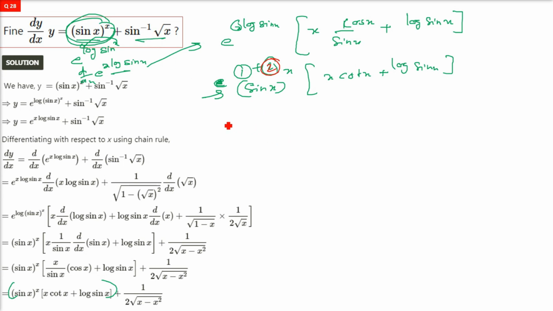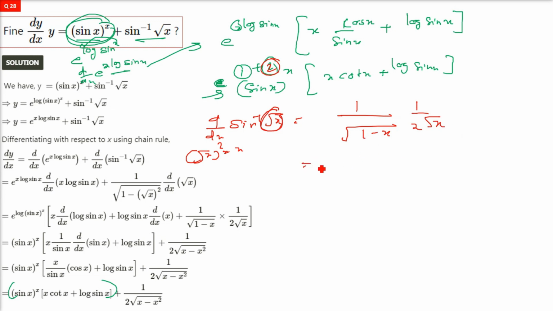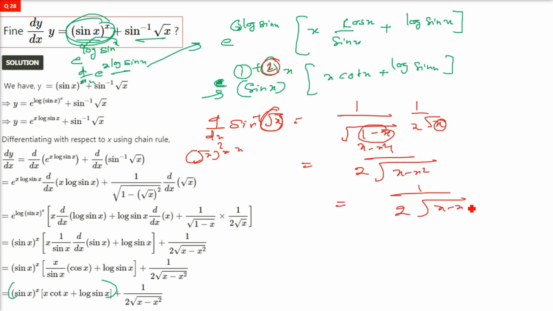So sin inverse under root x can be done directly. Sin inverse of anything will be 1 by under root 1 minus that thing squared. So root x whole squared will be x, so 1 by under root 1 minus x, and root x differentiation is 1 by twice under root x. So 1 by twice under root 1 minus x into x. You can multiply inside: x times 1 minus x will be x minus x square. Final will be 1 divided by twice under root x minus x square. So this is the second part. First and second you have to add, and you will get the answer finally.